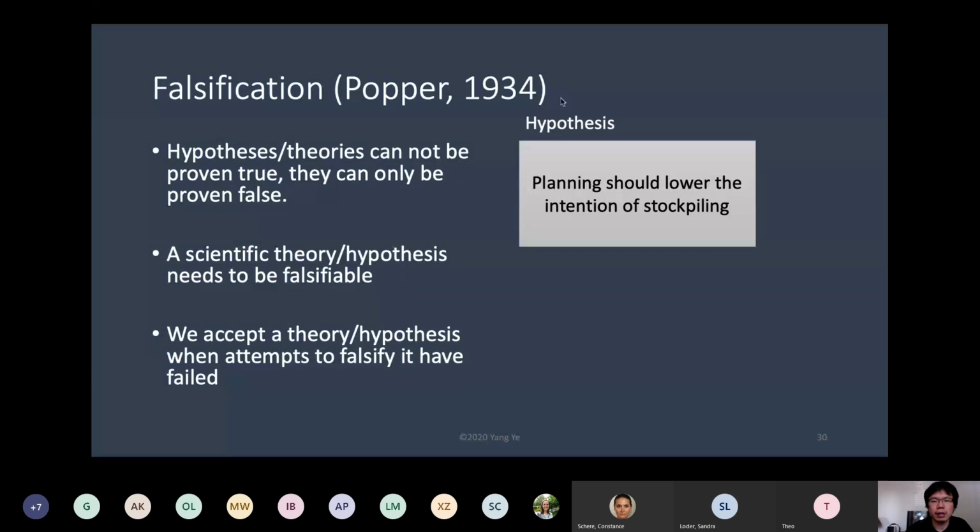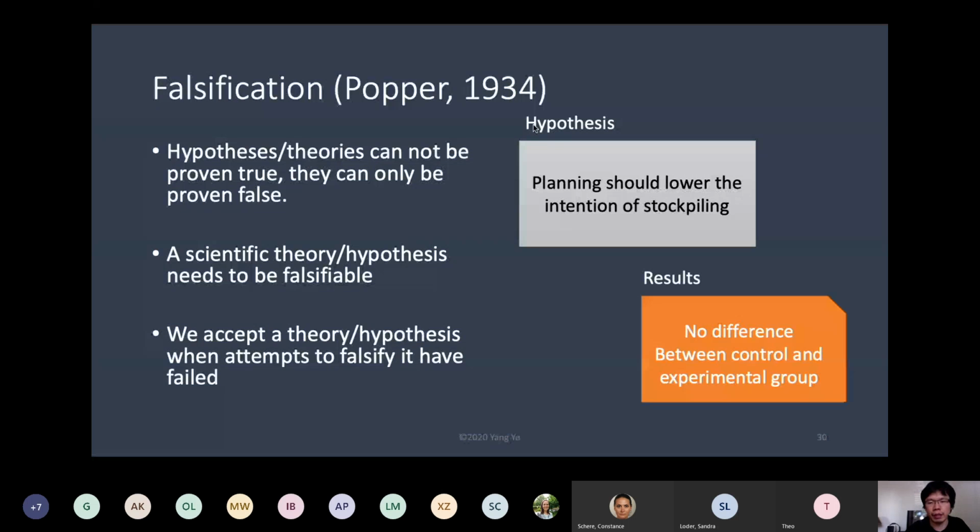So if our hypothesis is that planning should lower the intention of stockpiling, and instead we found that there's no difference between the control and experimental group in our experiment, then this result will falsify our hypothesis, okay? And therefore question our theory, whether it is about the sense of control or not.